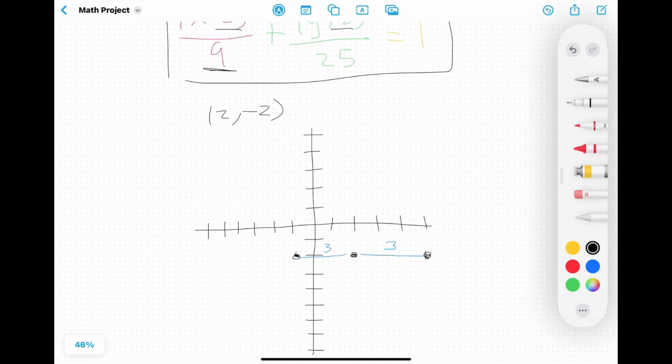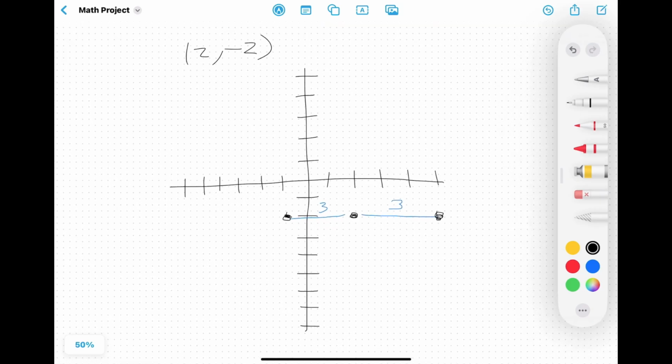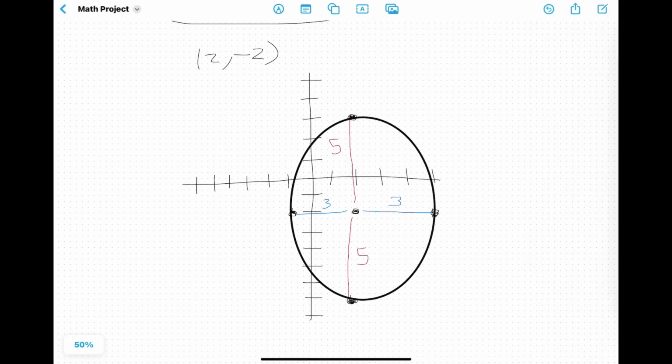Now we need to find the radius in the y direction, which is the square root of 25, which is 5 in both up and down directions. That gives us a point at 2, 3, and 2, negative 7. Now add your ellipse and you're done.